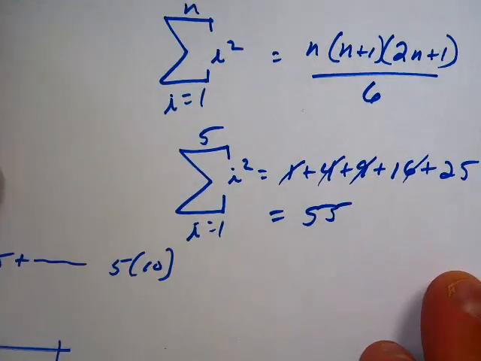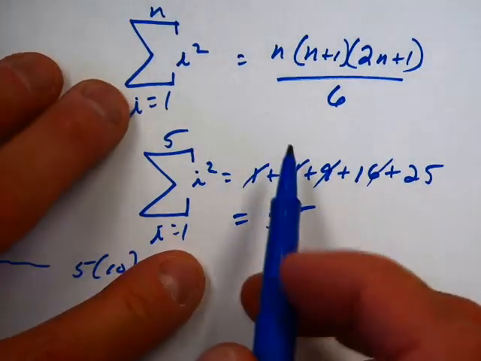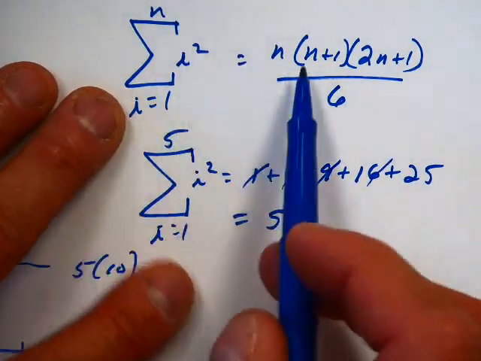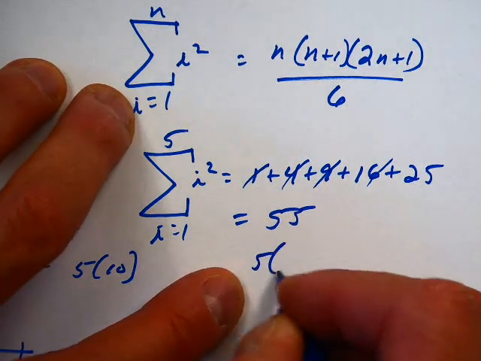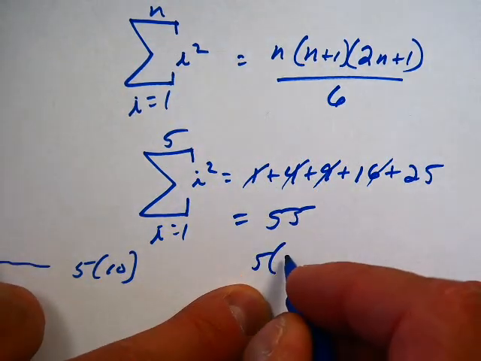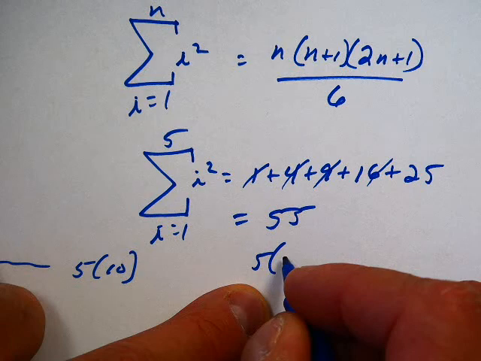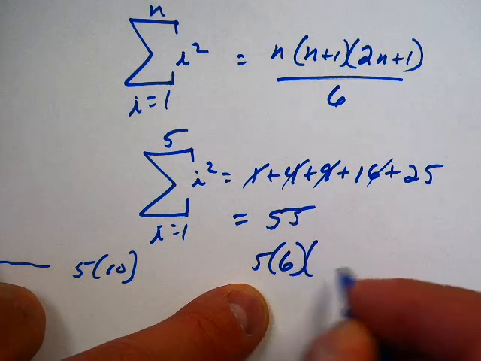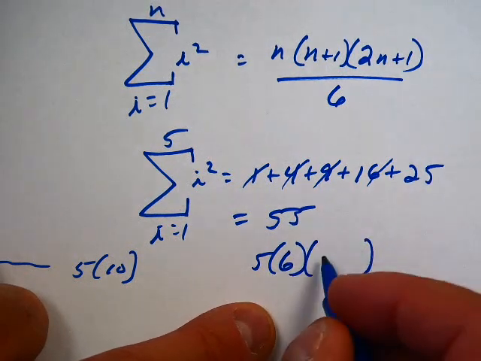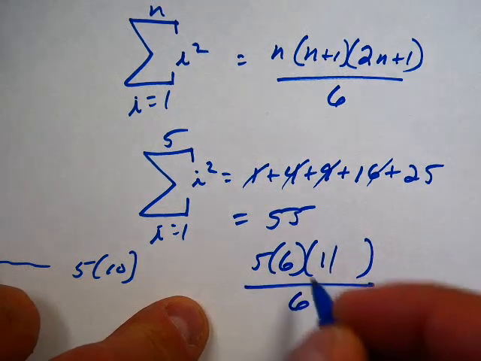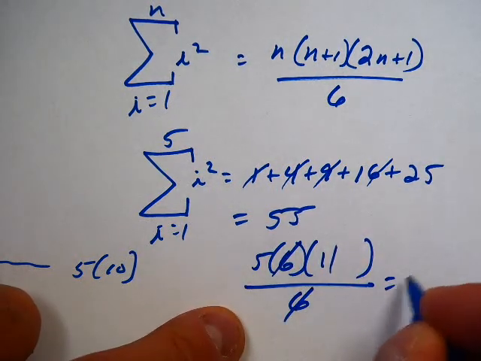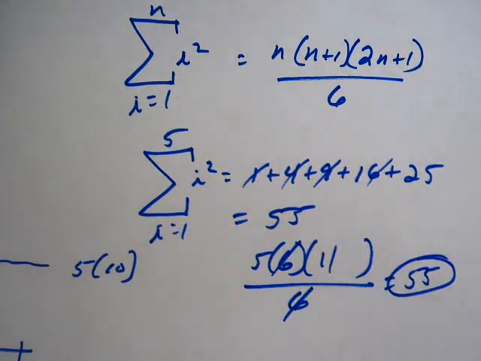Good, nice job. So now let's see if this formula works. My n in this case is 5, my terminal number, so I get 5 times 6 times 11, all divided by 6. Cool.